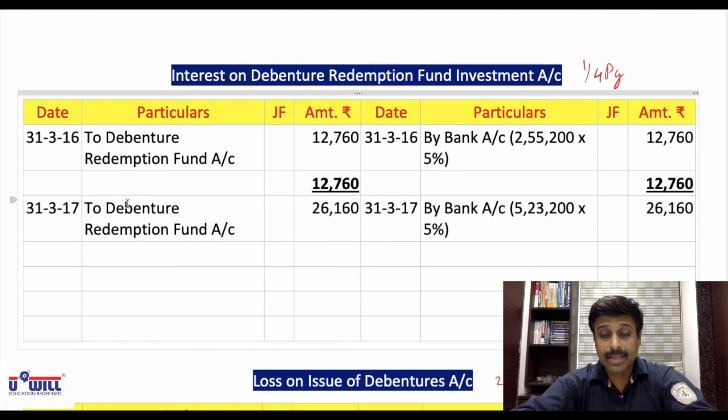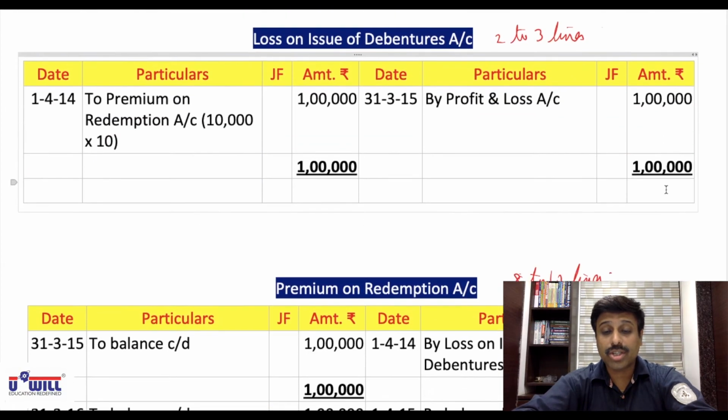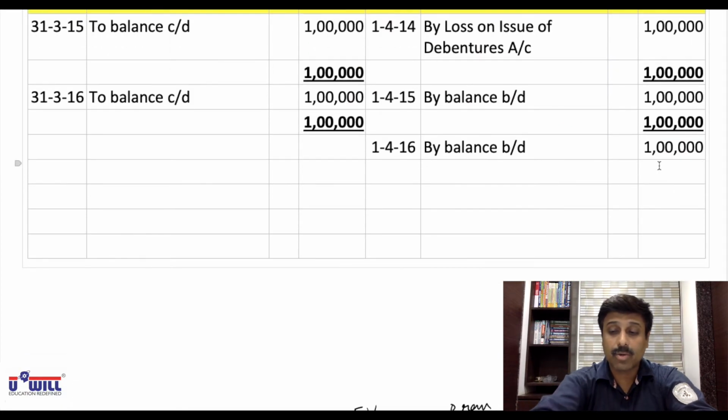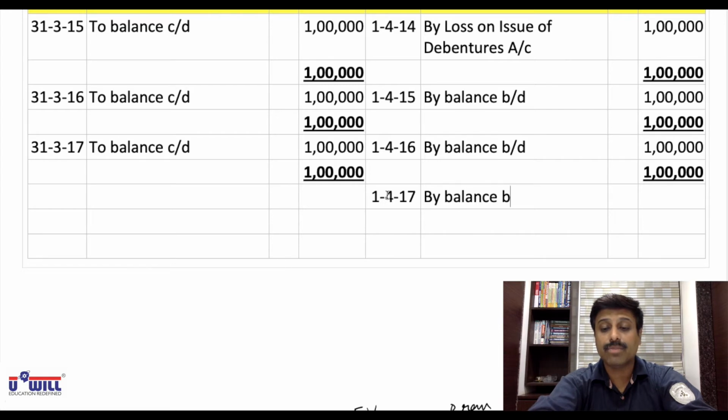8,04,600. Then interest on debenture redemption fund investment account gets closed, 12,760 on both the sides. 26160 on both the sides. Then loss on issue of debenture is already closed. Premium account 1 lakh on both the sides. And balance will also be 1 lakh. 31,317 to balance carried down. Opposite side 1,417 by balance brought down 1 lakh.